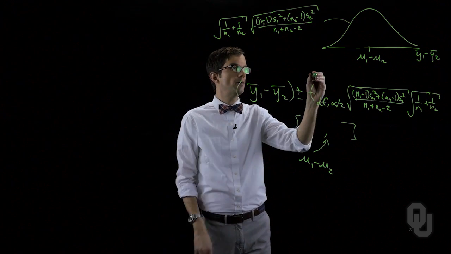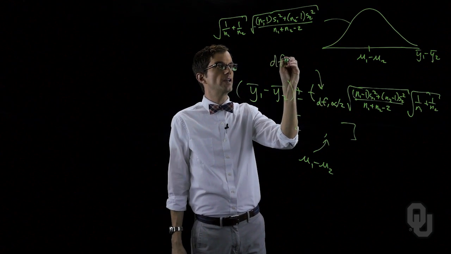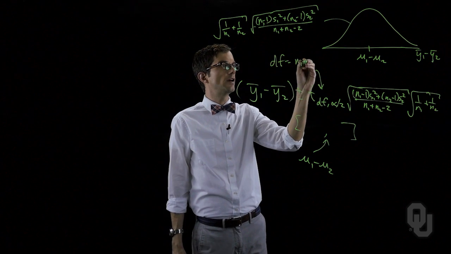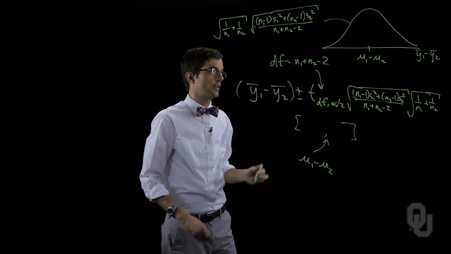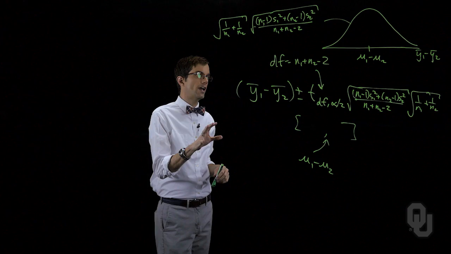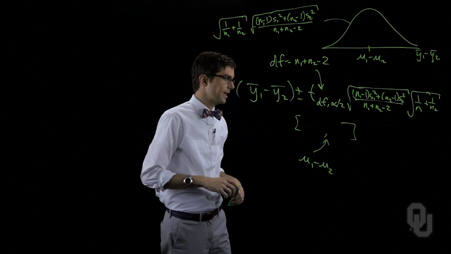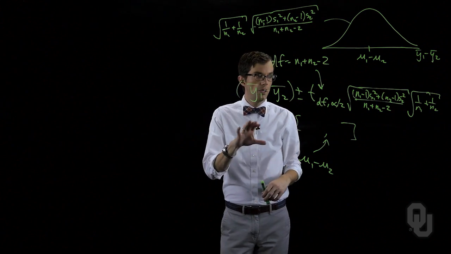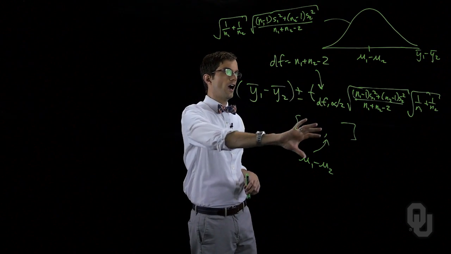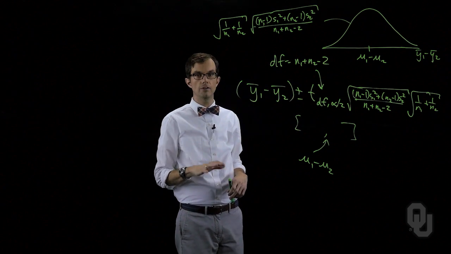What is our degrees of freedom here? Degrees of freedom are n1 plus n2 minus 2 for this case. And again, this case is where sigma 1 and sigma 2 are unknown but assumed to be equal. So this is the confidence interval portion of statistical inference.